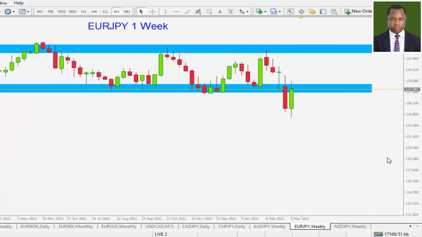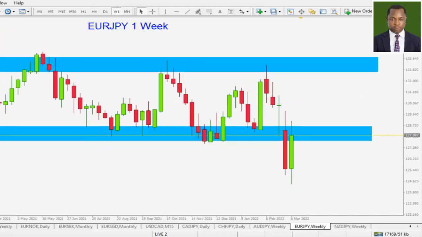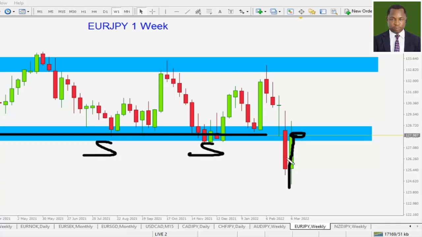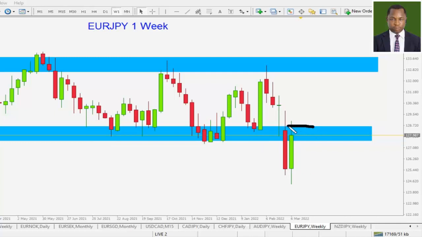Let me zoom in a bit. We have seen price pulling back to retest that previous level, which was acting as support. Support right there, a pullback. What are we waiting for? Well, we are waiting to see if we get any bounce around that zone for price to come back down. That is the euro against the Japanese yen.